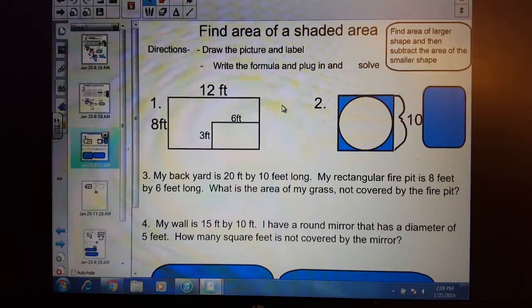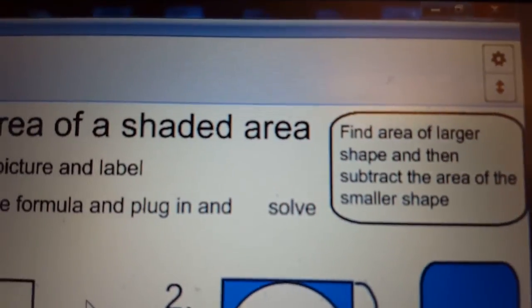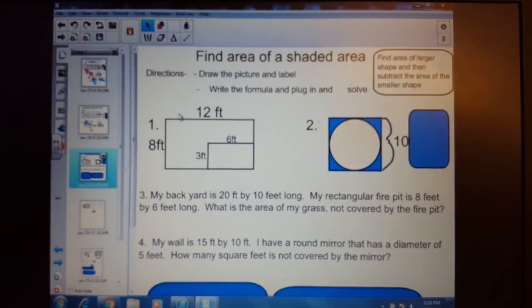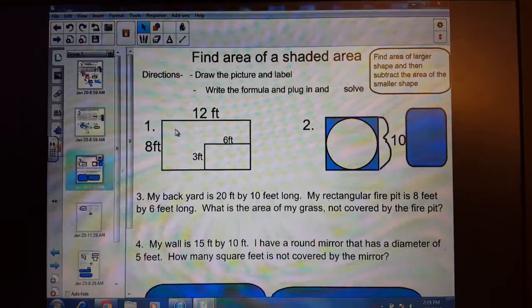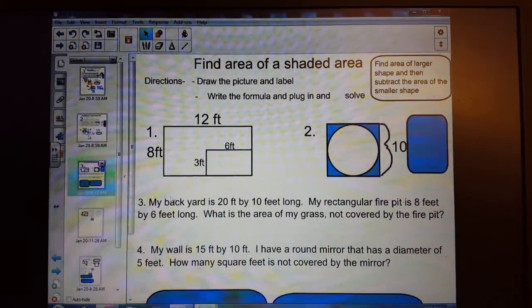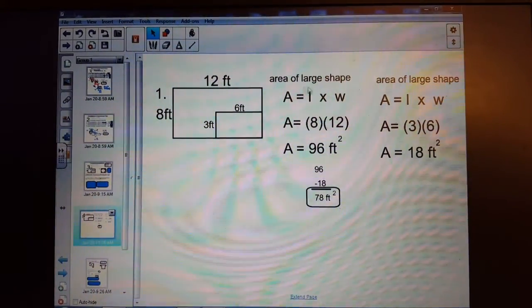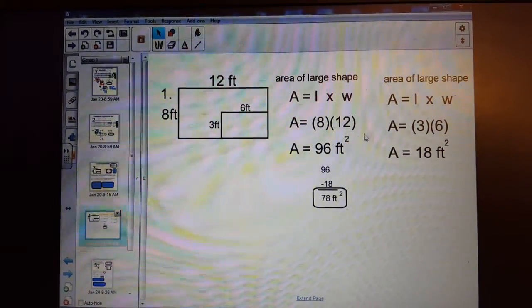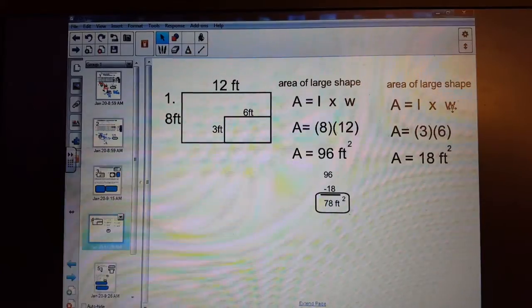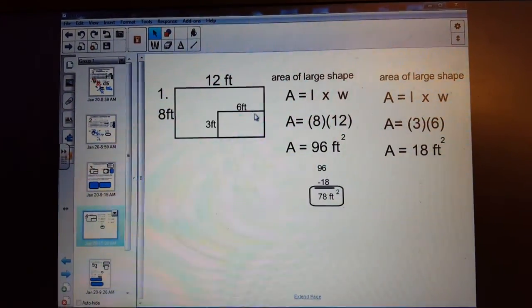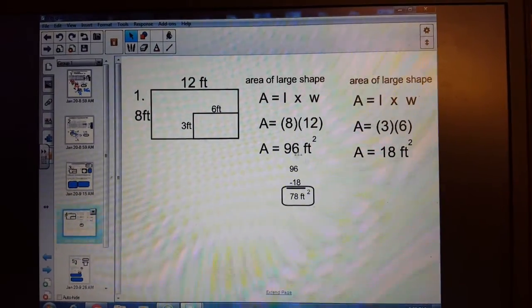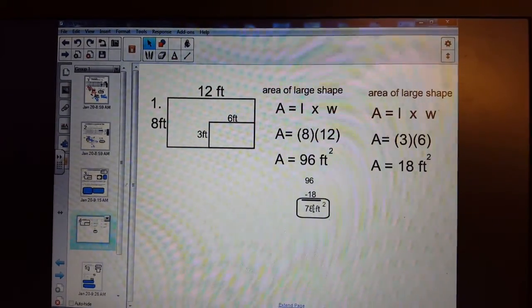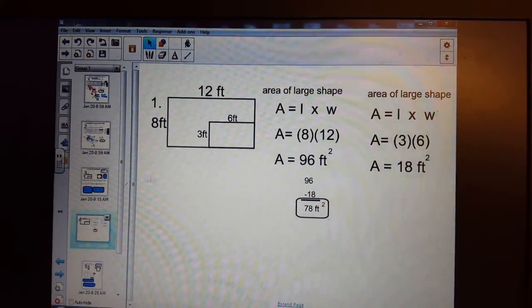Find the area of the shaded area. The key is to find the area of the larger shape and then subtract the area of the smaller shape. So the example given is you have a big rectangle and a smaller rectangle. Find the area of the large shape, length times width. 8 times 12 is 96. Find the area of the small shape, length times width, 6 times 3. 3 times 6 is 18. Since you're finding the area of the shaded region, subtract the 2 and you get 78 feet squared.